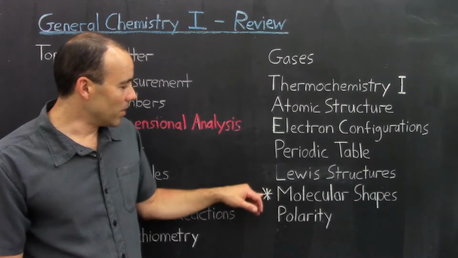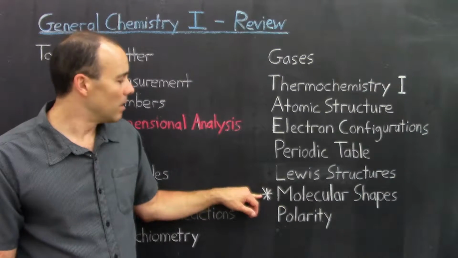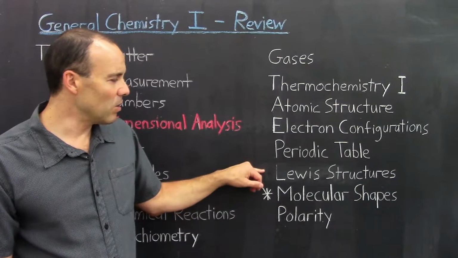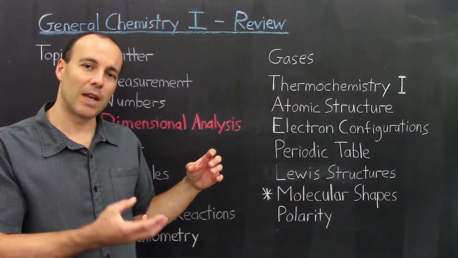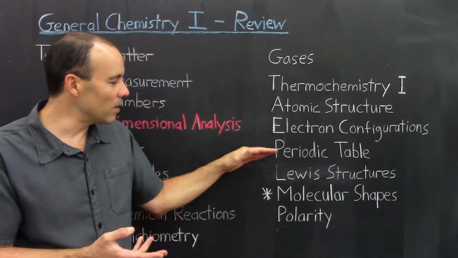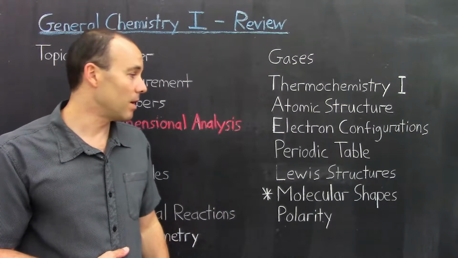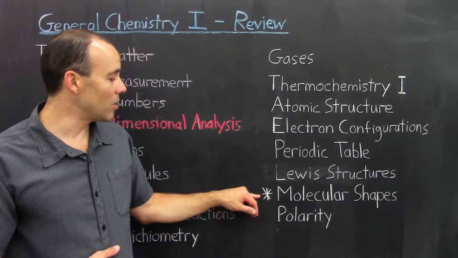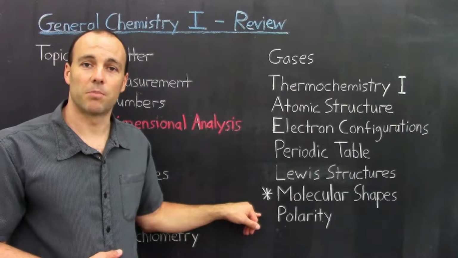We'll take a closer look at Lewis structures, but more in particular molecular shapes. If you know the Lewis structure, in other words, if you know the connectivity, what atoms are connected to which, then you can use that information to get the molecular shape. And once you know what the molecular shape is, you can tell whether or not the molecule is polar.